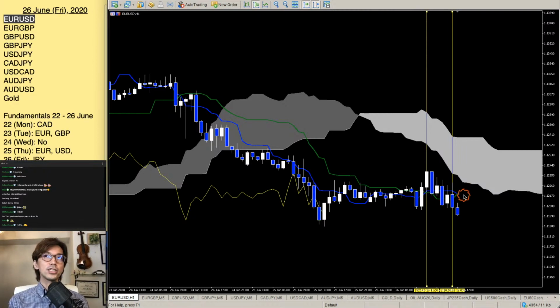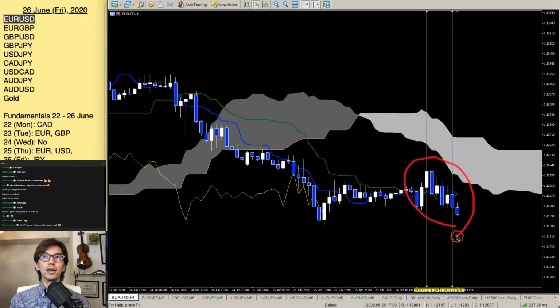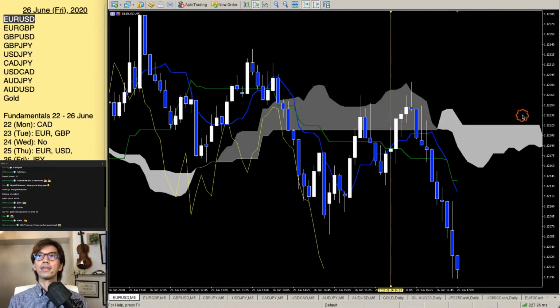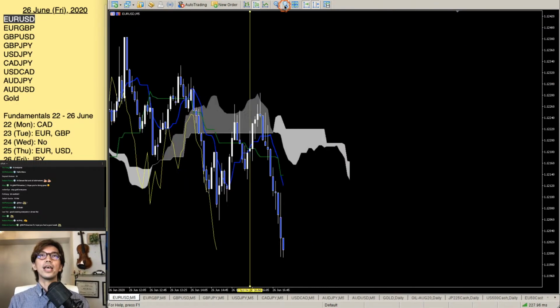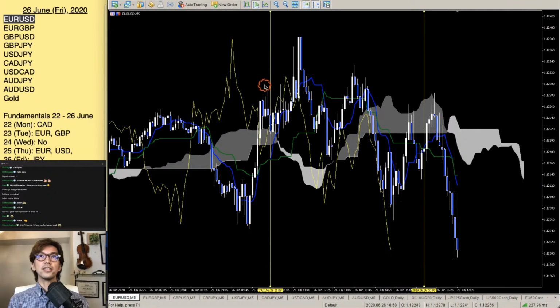So let's zoom in this part and see more detailed price action by taking the 5-minute chart here. So let's take a look at the 5, and here is the Asian session. Between the yellow vertical lines, there is the Asian session, and now this is breaking downwards.